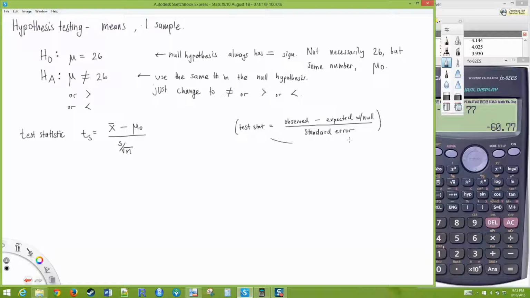Okay, I'm hoping this looks familiar from last week. Same idea here. Last week it was p hat minus p0 over the standard error, square root of p0, 1 minus, you know, that thing. This time it's the same idea, except what comes from our sample? X bar. What's in our null hypothesis? Mu 0. What's our standard error? S over the square root of n. Okay, is that all right? Okay, so you get a test statistic.